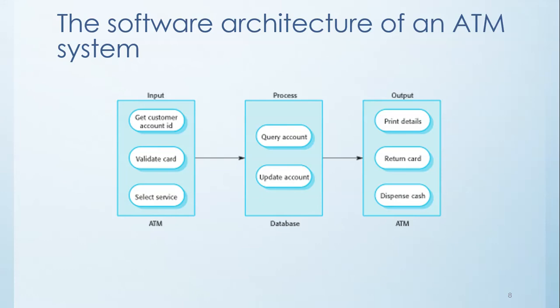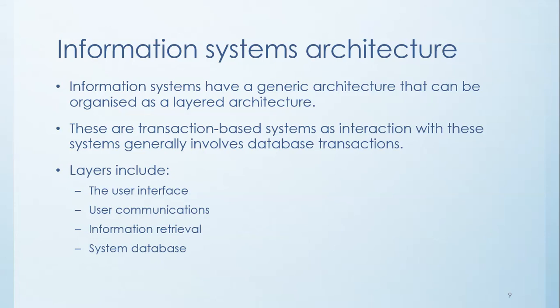So here's an example of how you can apply that for, say, an ATM. For the input coming from the ATM, you could have the customer account ID. You validate the card, you select what service you want, whether you're depositing or withdrawing or whatever. Then you have a process that goes through, querying the account, updating the account, and then you output back to the ATM. You have to print the details, return the card, dispense the cash, things like that.